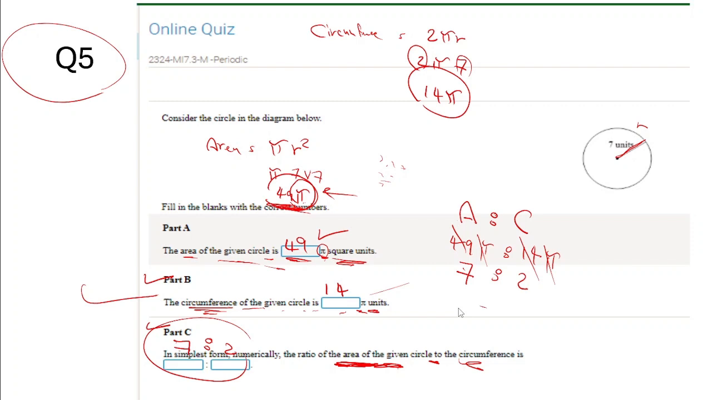If he didn't say the simplest form, you could write 49 pi over 14 pi, removing pi, it would be 49 over 14. But he asked for the simplest form, so you have to make it in the simplest form. Okay, so let's go to question number 6.